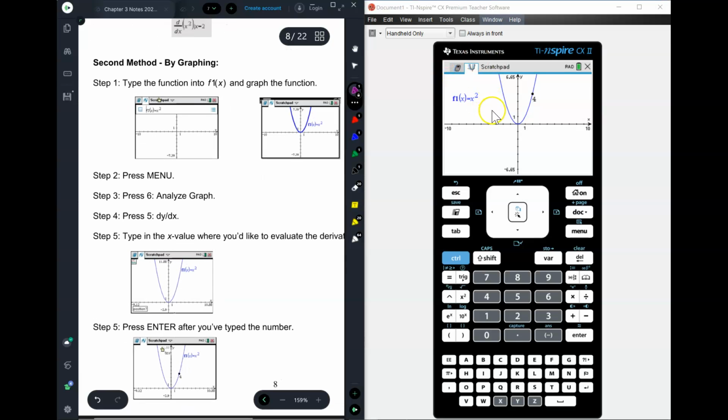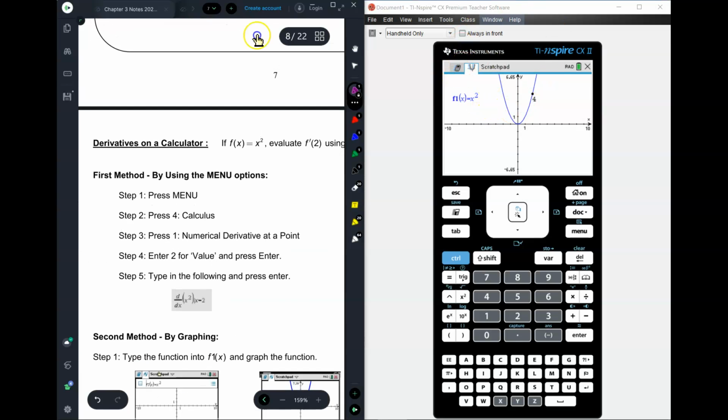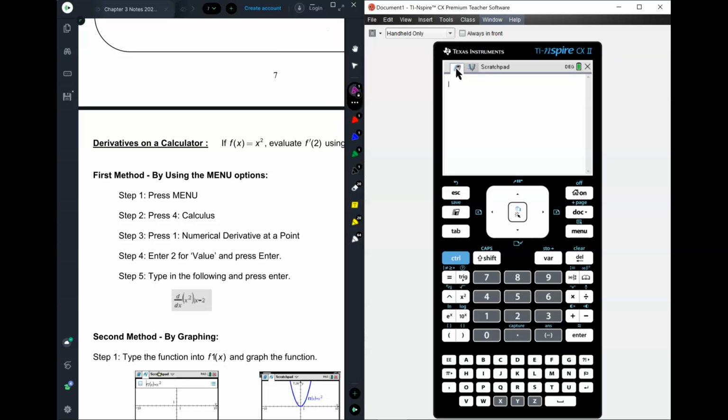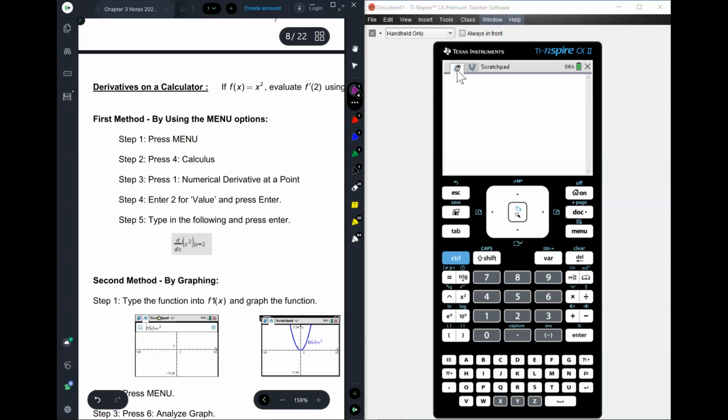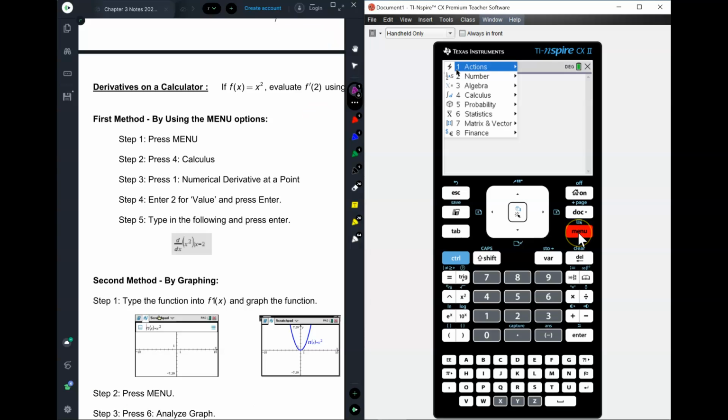Okay. Now, go to the home screen. You can press the calculator button under escape or whatever. Go to the home screen. We're going to do the first part here, because this is a different way to do it. Press menu. Number 4 is calculus, because that's what we're doing. Press escape, press this button, menu, in the home screen.